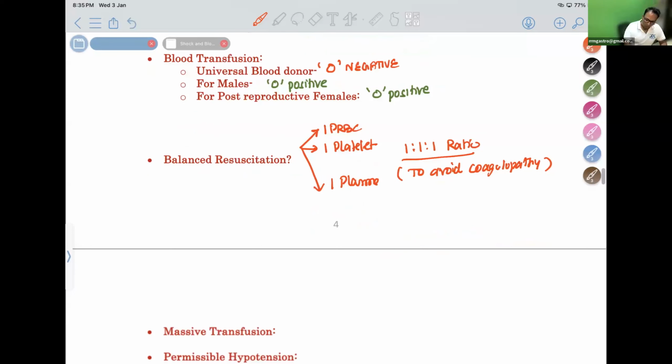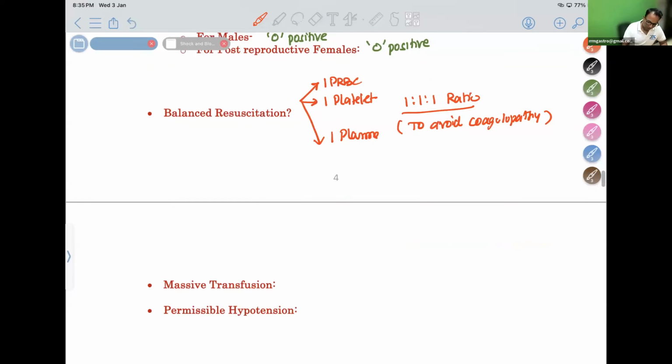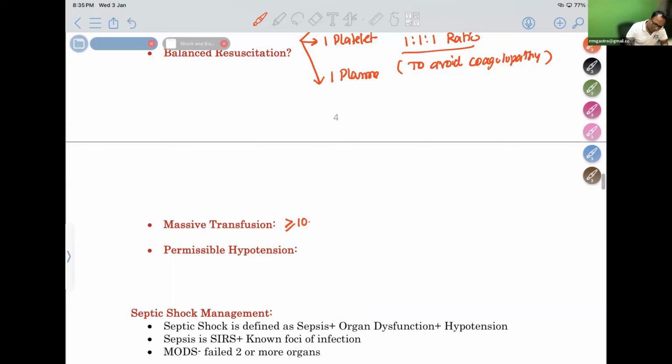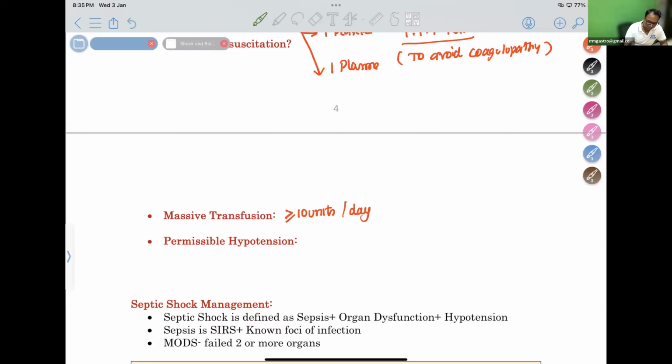Okay, so you will understand that in the blood transfusion discussion, don't worry. Massive transfusion means more than or equal to 10 units per day in an adult. More than or equal to 10 units per day in an adult is called massive transfusion.